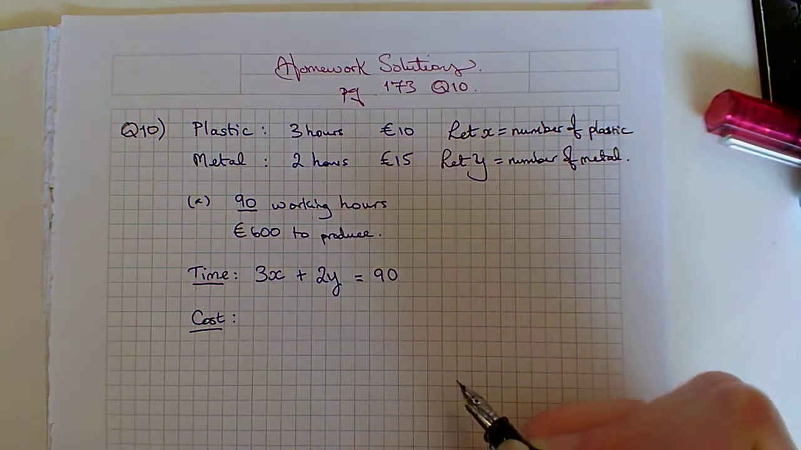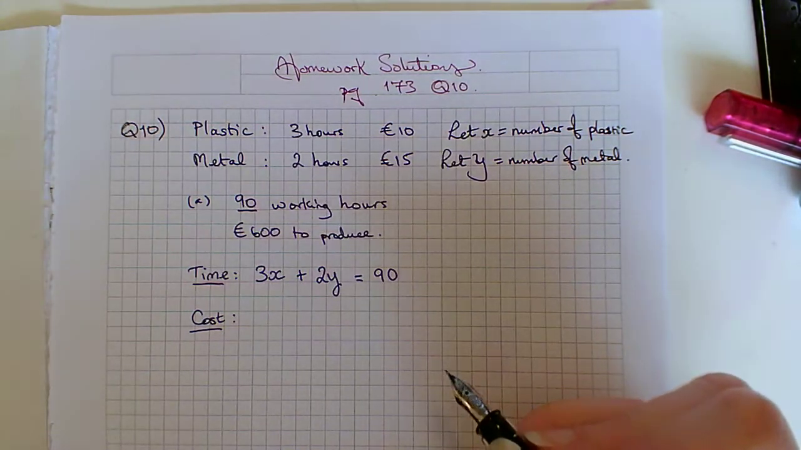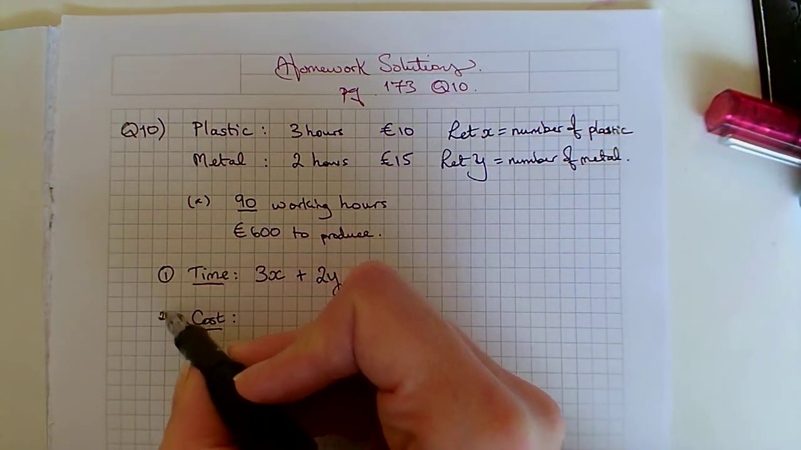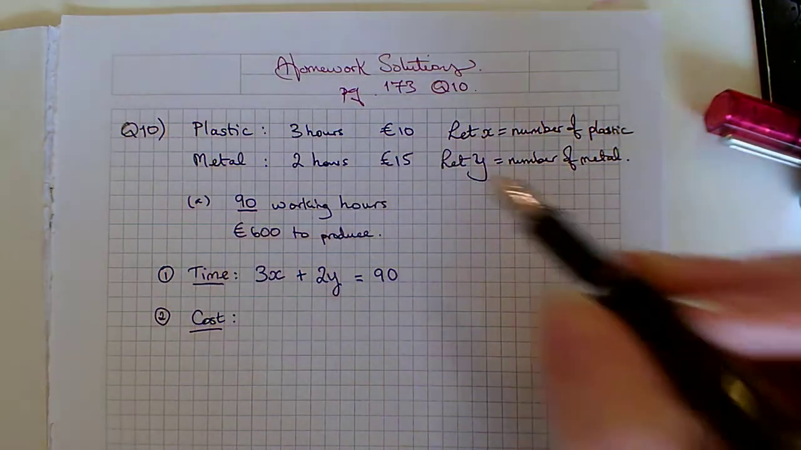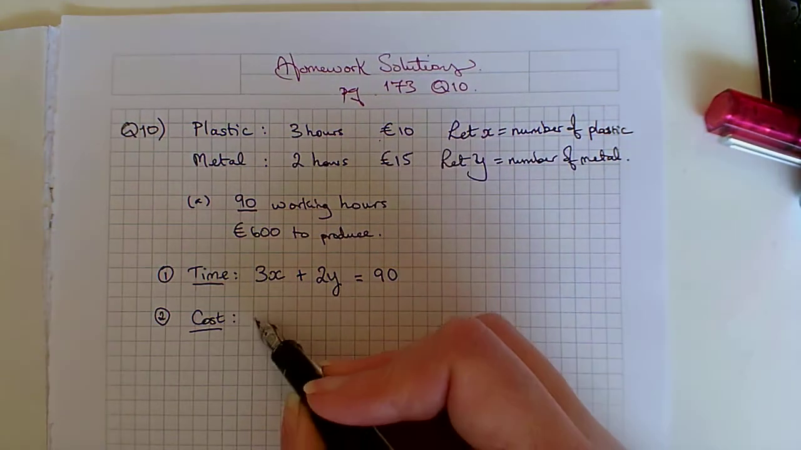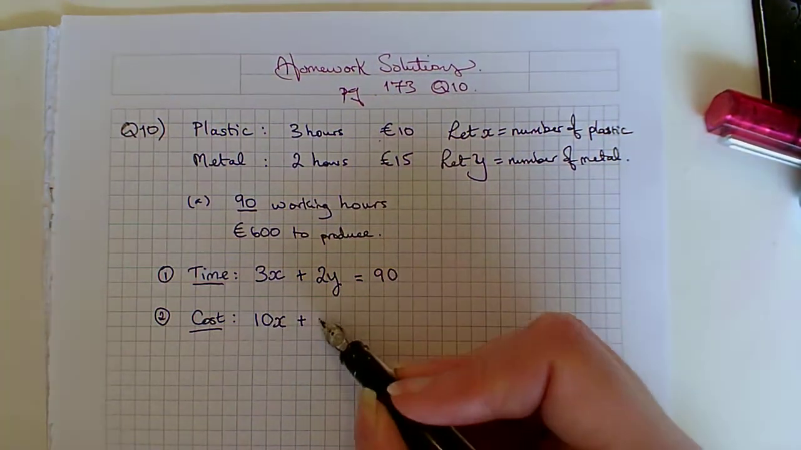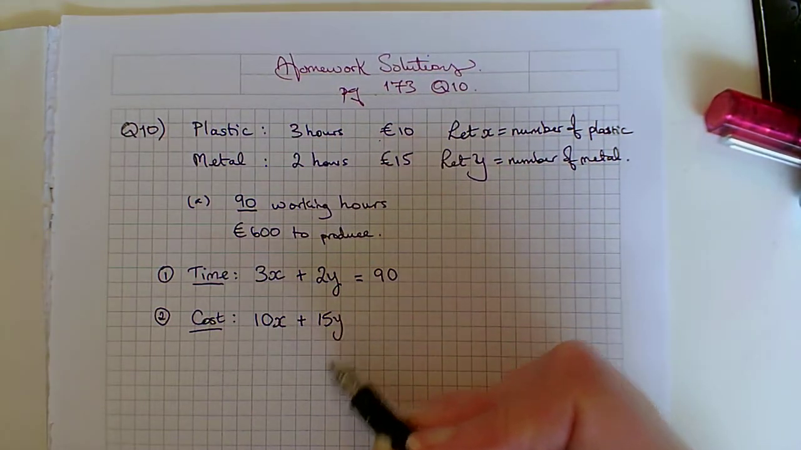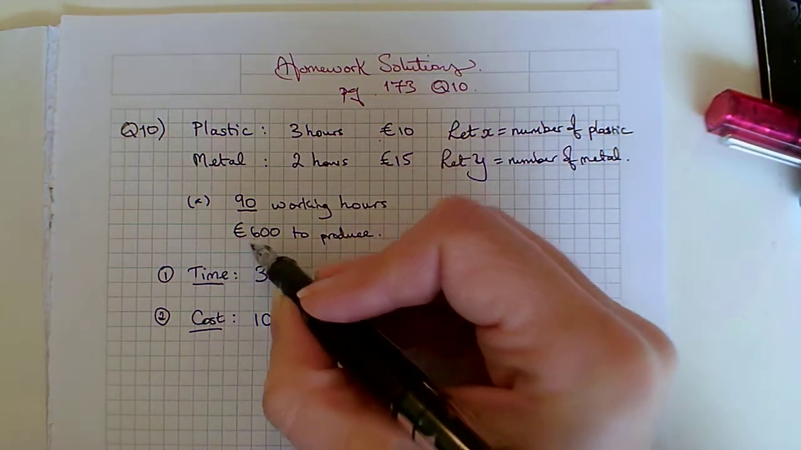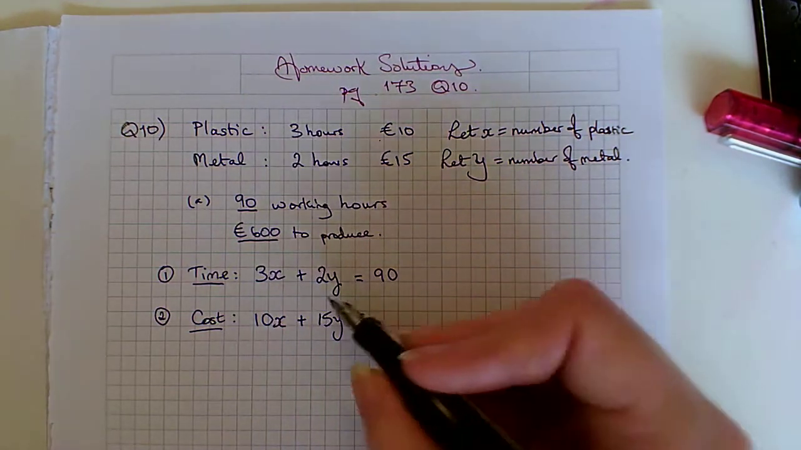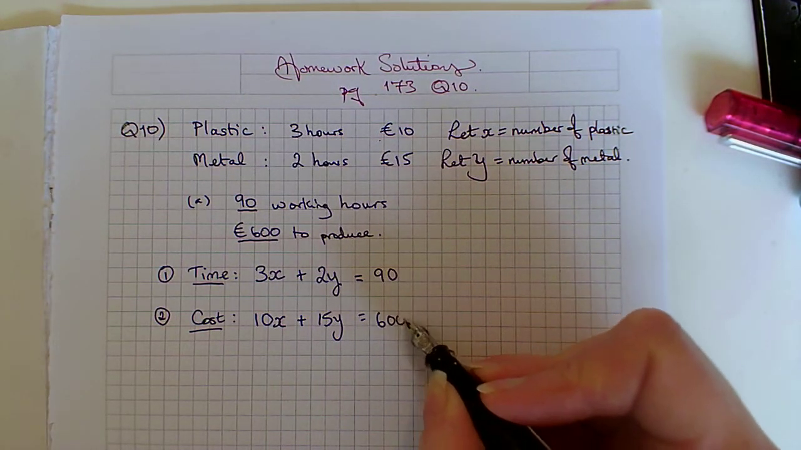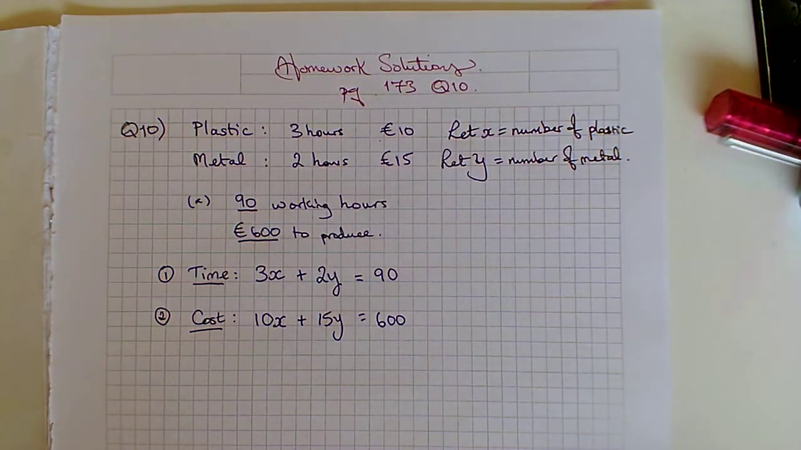So both of these equations are going to be total style questions. The second equation is a total value one. So the cost of the plastic ones multiplied by how many plastic ones we have, plus the cost of the metal ones multiplied by how many metal ones we have. And that adds together to give us the total amount, the total cost, which is 600. And there we go. We have our two equations. Now we need to solve them. And they're not easy ones to solve. It's not immediately obvious which one we should cancel.